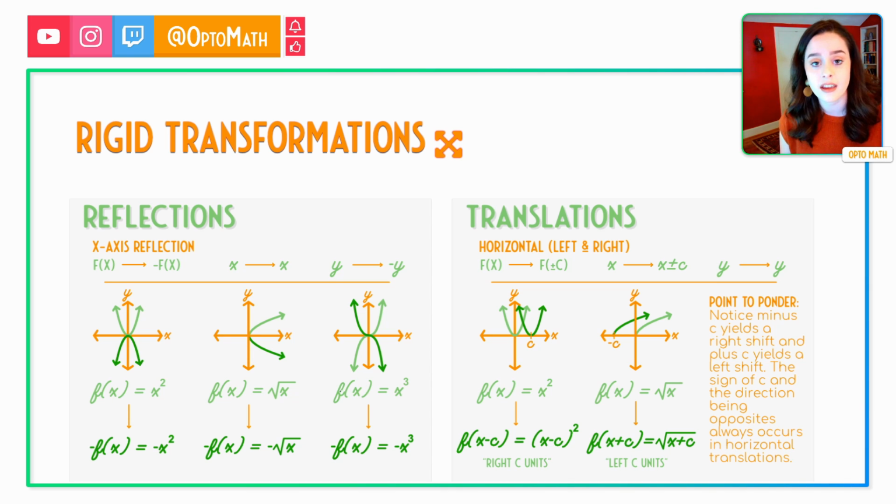Jump. I don't know how they say it. I forget. But you know, if you jump, you're going up and down. That would be a vertical translation. So let's take a look.